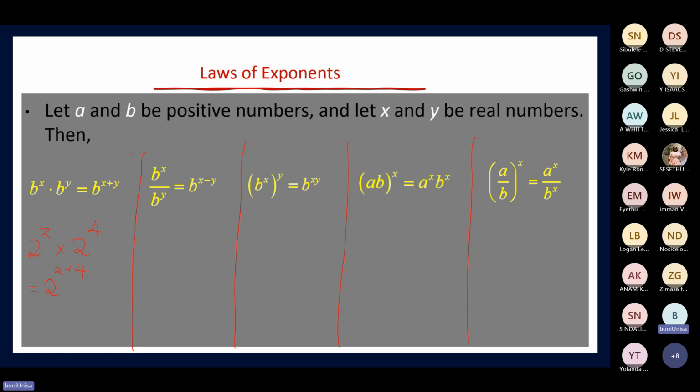I think my red color is not that visible. I hope you can see it. I should have made the background black.